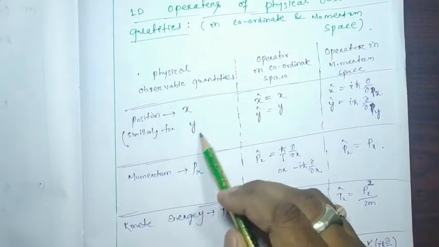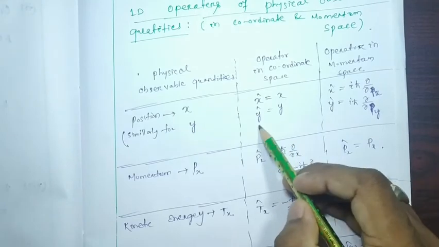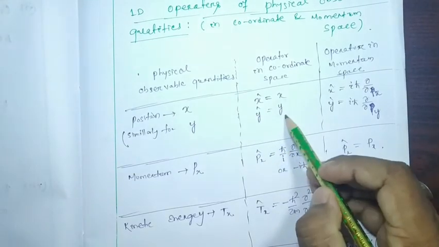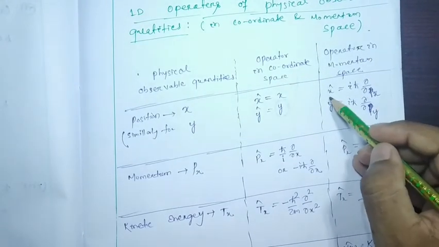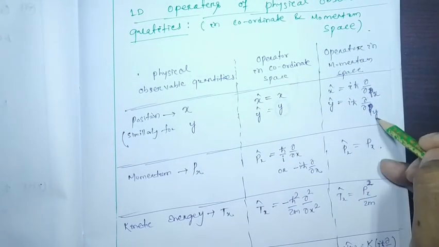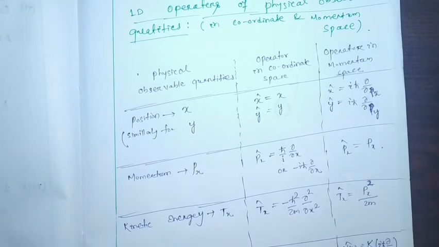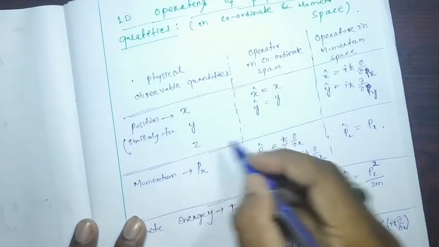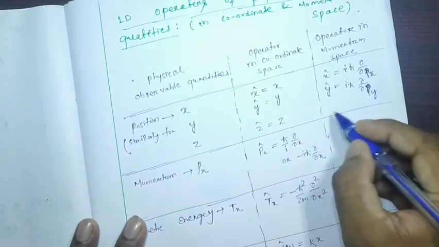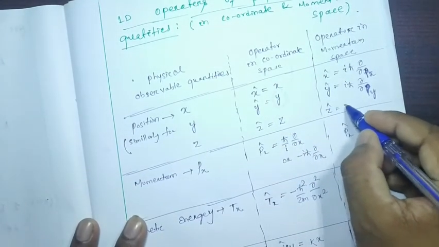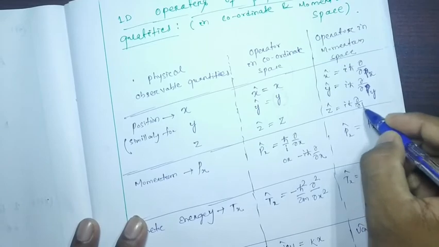Similarly, if we consider the y axis, then it will be y cap. In coordinate space it will be y. In momentum space, y cap is nothing but i h cross del by del py. Similarly, along the z axis, z cap in coordinate space will be z, and in momentum space it will be i h cross del by del pz.